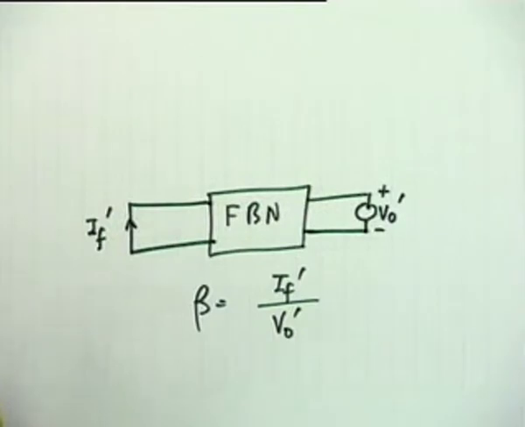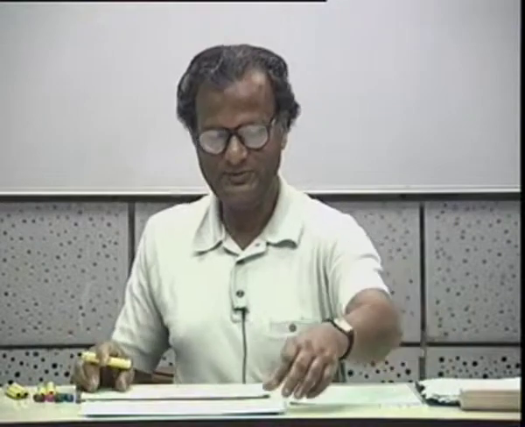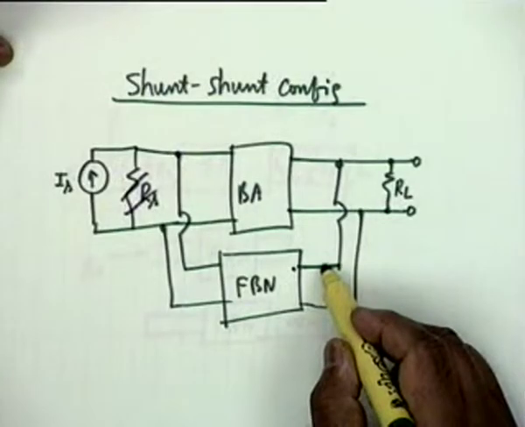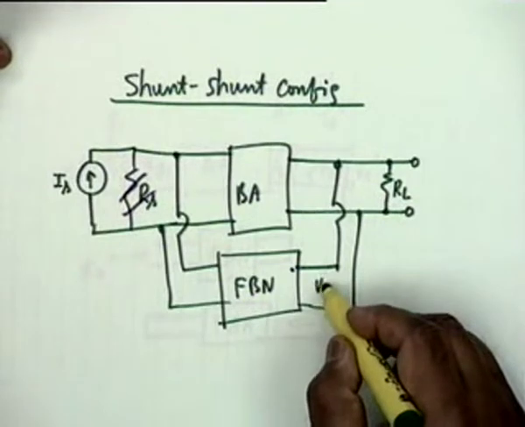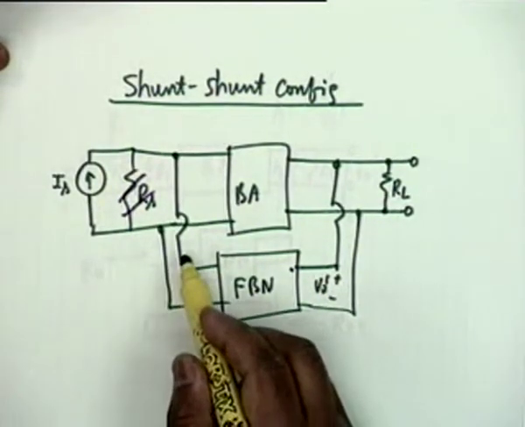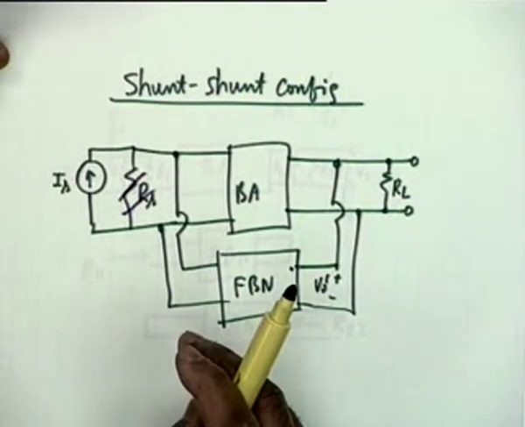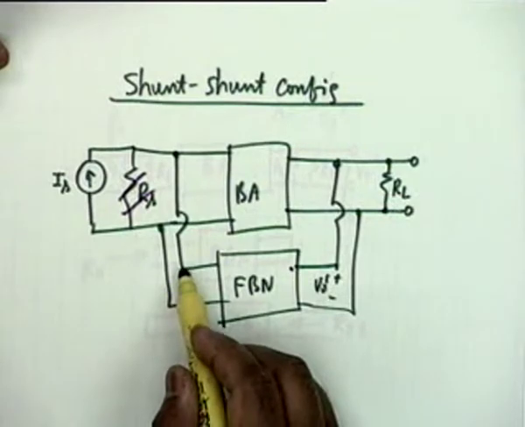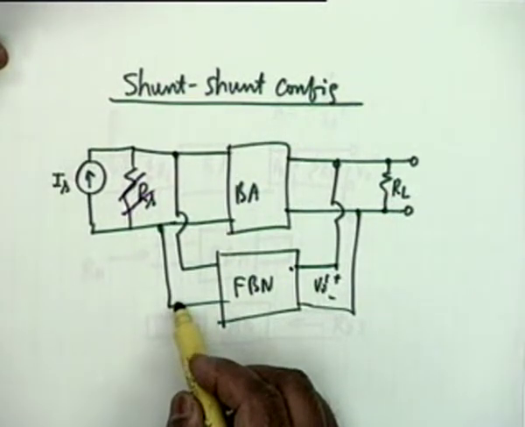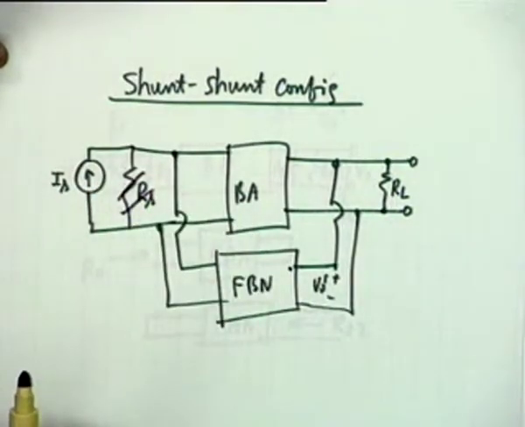One check. Is this point clear? No. Let me go back. What you are applying here is a voltage, the output voltage V0 prime, and what you are getting is a current. Now, how do I find out beta? For beta, this has to be shorted and the short circuit current is to be found. Shunt means short. All right?